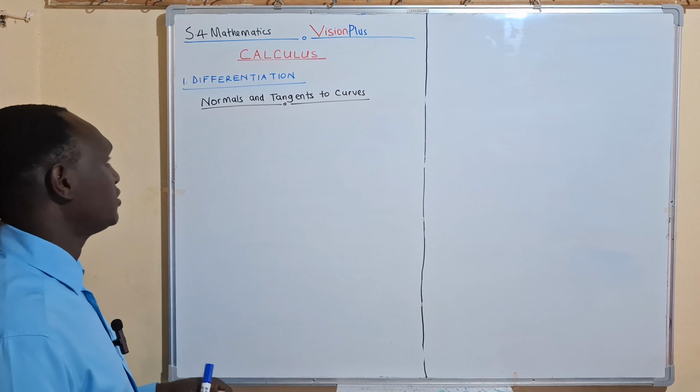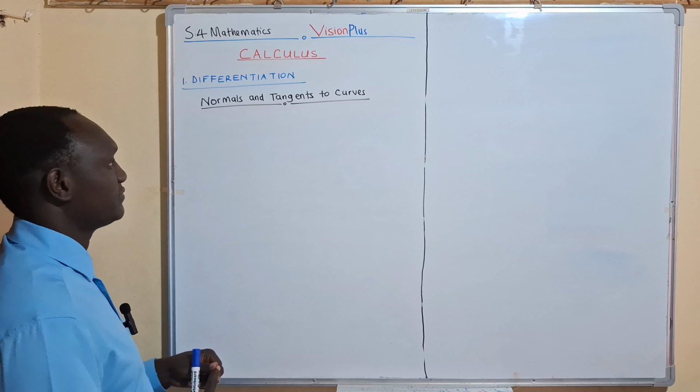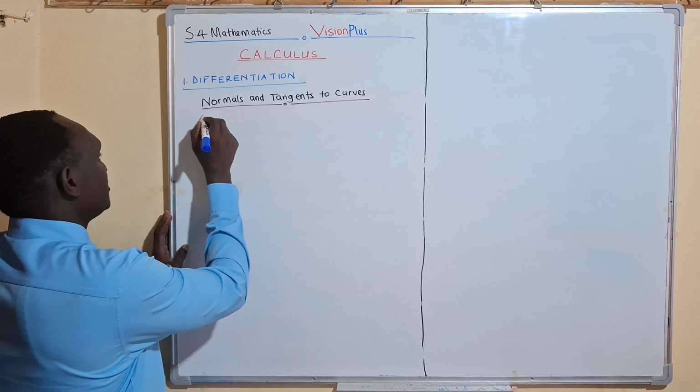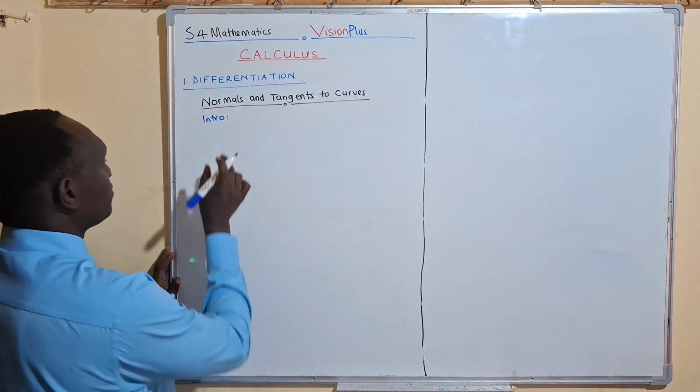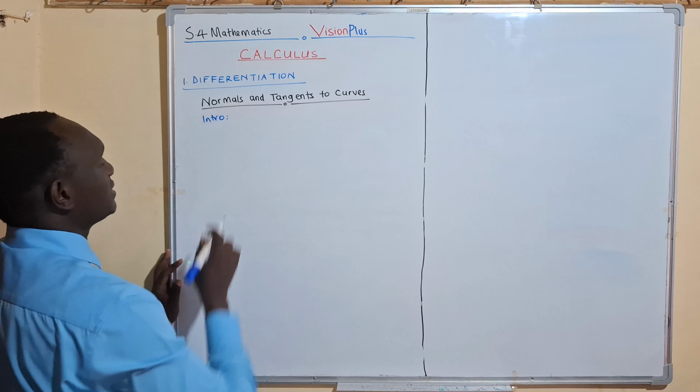We are looking at normals and tangents to curves. And the introduction bit of it is that we are going to define what normal is and what a tangent is.